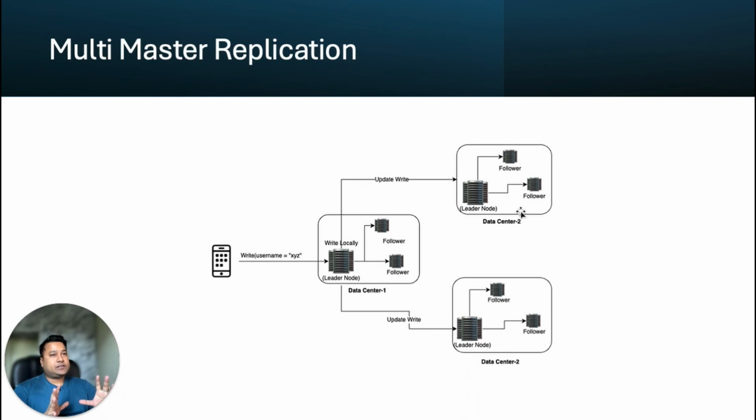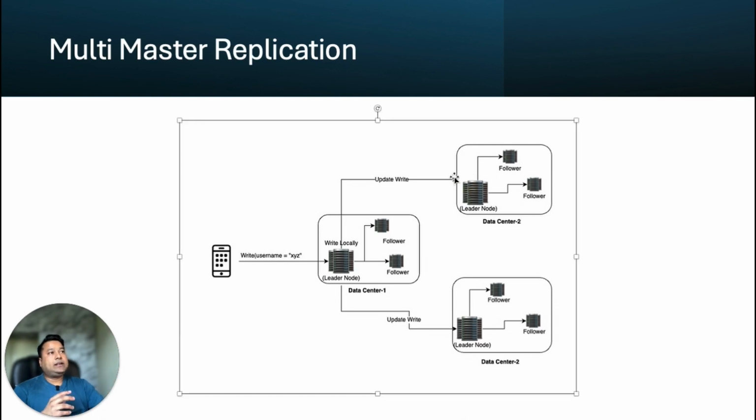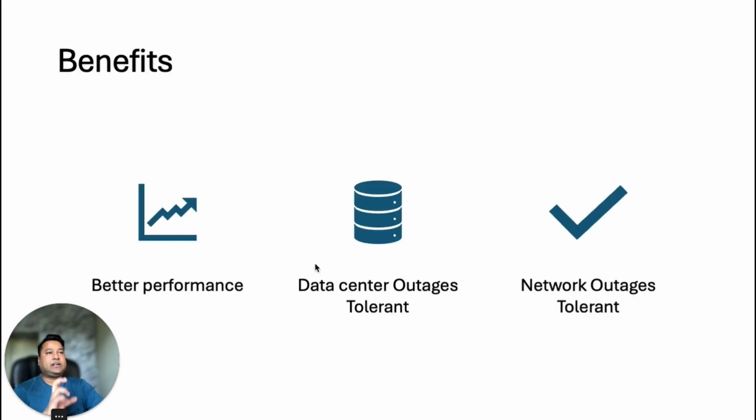But in this case, if your leader node at data center 2 goes down, what will happen? Nothing will happen, right? System will not get impacted because you still have other leader nodes in data center 1 and data center 2. So write operation will be very smooth, and that is the reason I have written data center outage tolerant. That means it has tolerance to any outage that happens in your data center or any outage that happens with your leader node. And same thing with network outage tolerant.